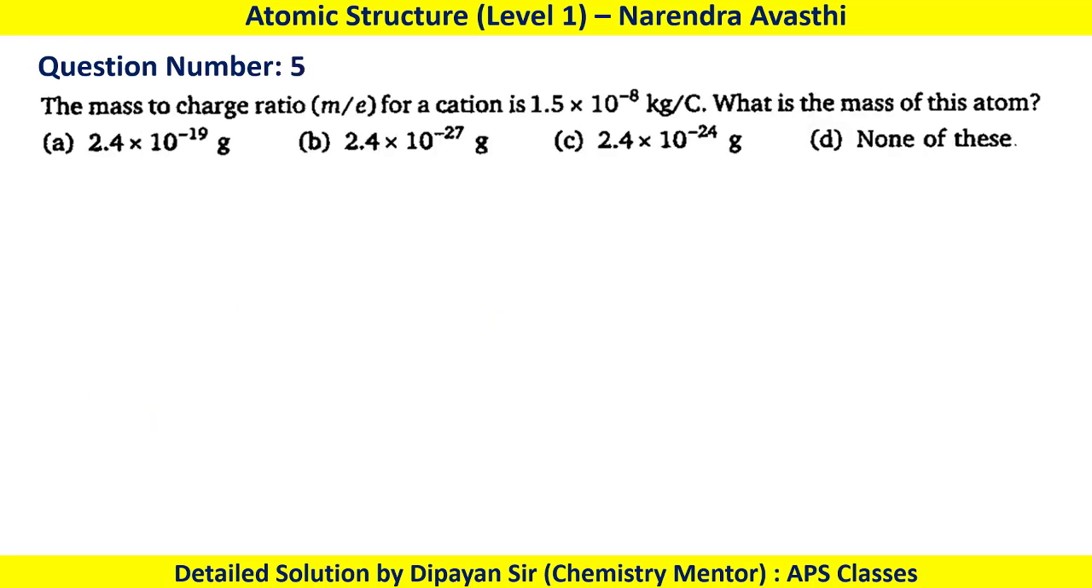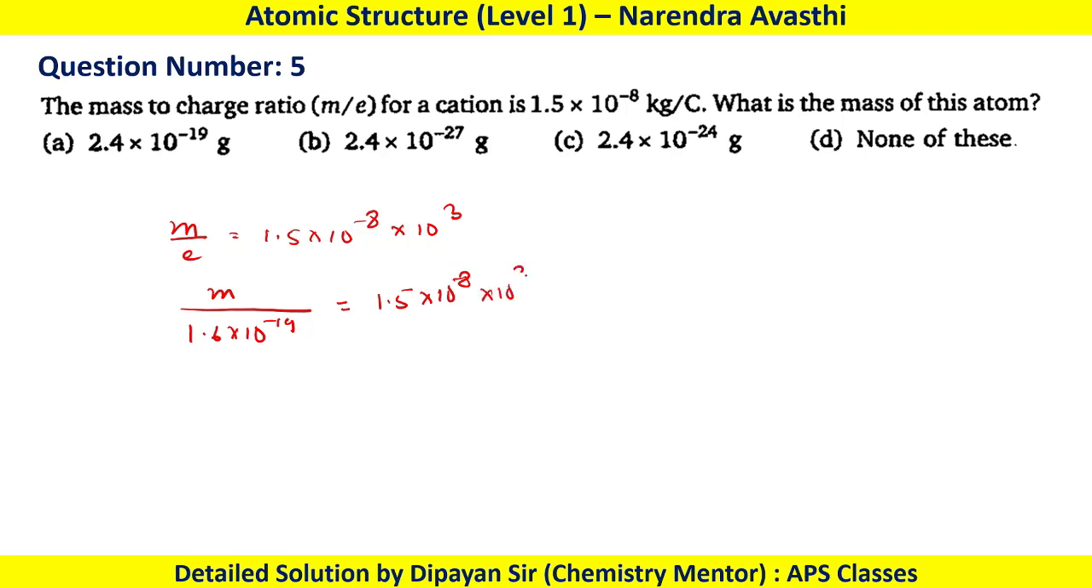For question number 5, the mass to charge ratio of the cation is 1.5 into 10 to the power minus 8 kg per coulomb. So m by e is 1.5 into 10 to the power minus 8 kg, and you have to convert it into gram, so multiply by 10 to the power 3. Now we can write m by 1.6 into 10 to the power minus 19 coulomb, this is the charge of 1 unit, equals 1.5 into 10 to the power minus 8 into 10 cube. Now the mass can be calculated as 1.6 into 10 to the power minus 19 multiplied by 1.5 into 10 to the power minus 8 into 10 cube, and the overall value will become 2.4 into 10 to the power minus 24 gram. So for question number 5 option C will be the correct option.